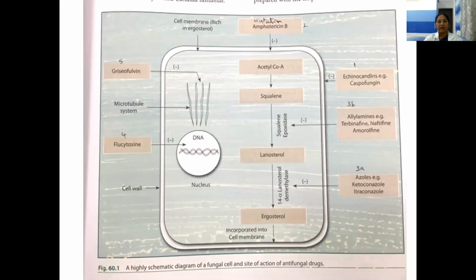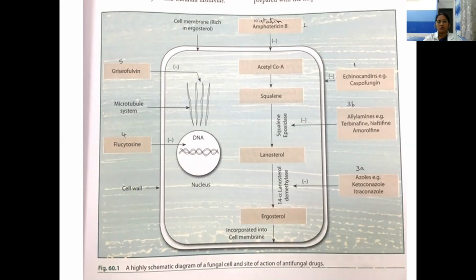Griseofulvin will inhibit the microtubular formation, whereas flucytosine will inhibit the DNA synthesis, and amphotericin B and caspofungin, that is echinocandins, will inhibit the synthesis of the cell wall. And the azole and allylamine groups are inhibitors.